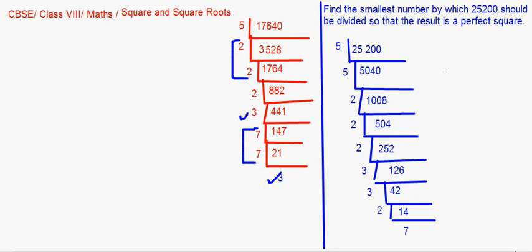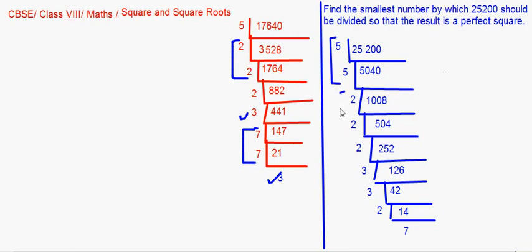Here the question said we have to divide so that the number... you also come across questions where it asks you to find a number such that you multiply with the given non-square number so that the result becomes a perfect square. Now let's see and start pairing them.